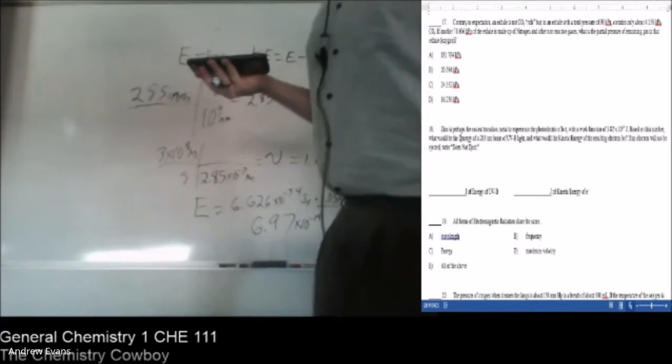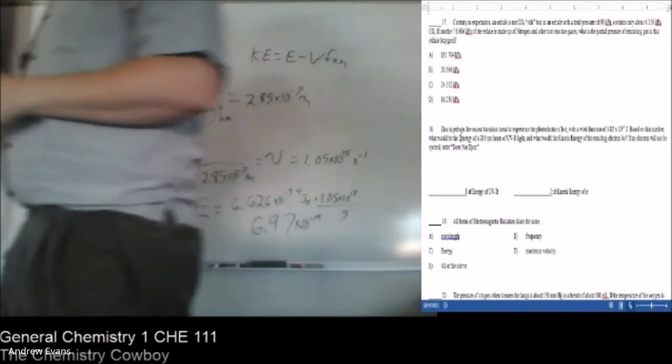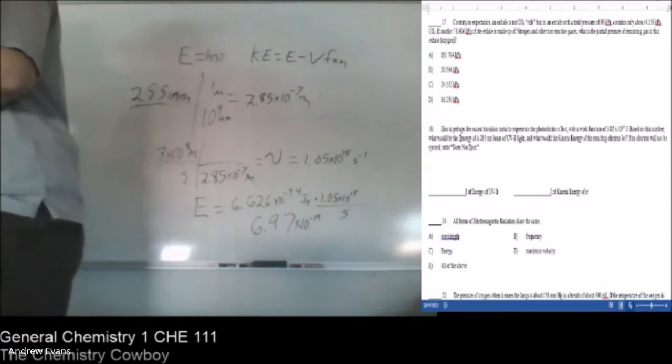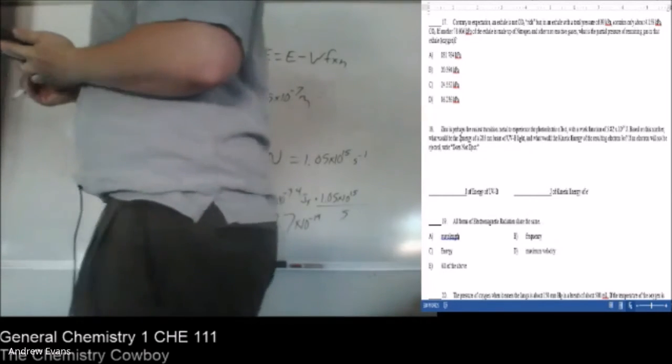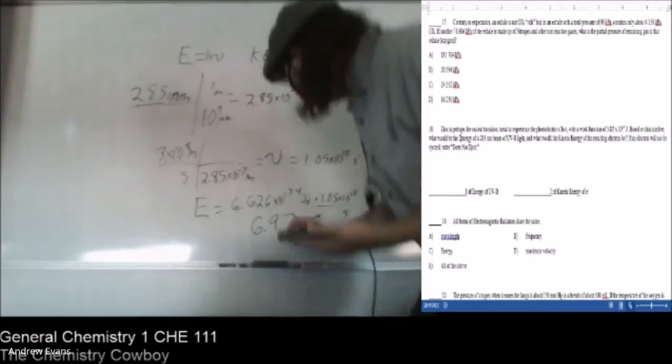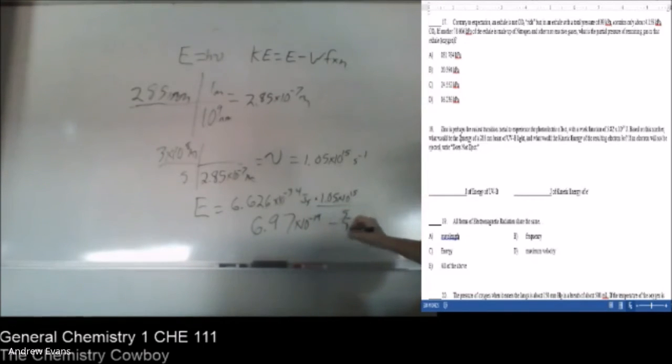So that's the first question: what is the energy of the UVB light? The second question is, what is the kinetic energy of the electrons? I have to subtract the work function of 5.82 times 10 to the negative 20th. So take that, subtract out 582, and you'd get 6.39 times 10 to the negative 19th.